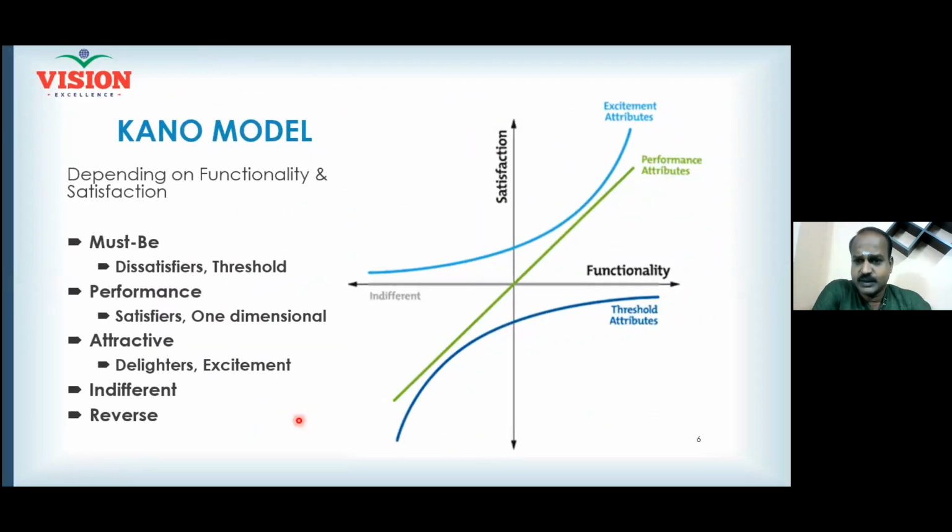This is called the Kano model. You are seeing a graph. There is an x-axis, there is a y-axis. The x-axis talks about the functionality of your product with respect to a particular characteristic which you want to understand, right? And the y-axis talks about the level of satisfaction that particular characteristic can trigger in your customers. So the x-axis is the functionality, the y-axis is the satisfaction.